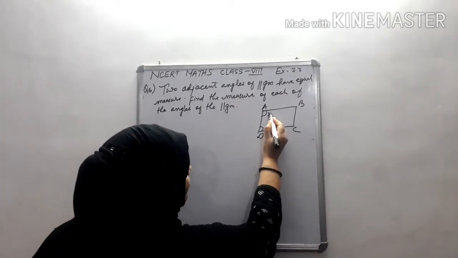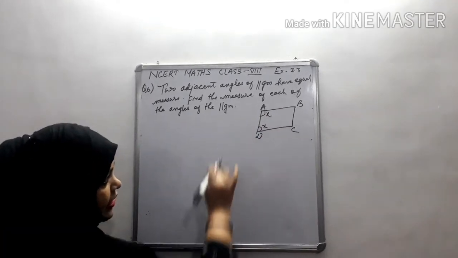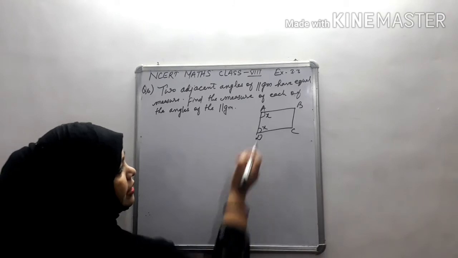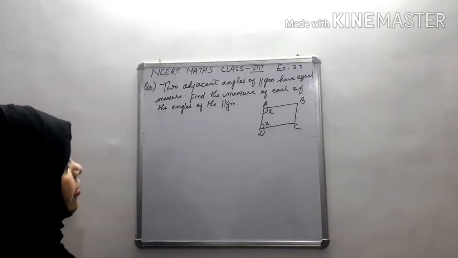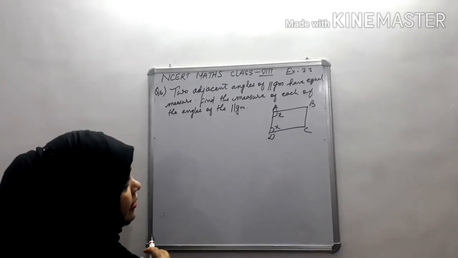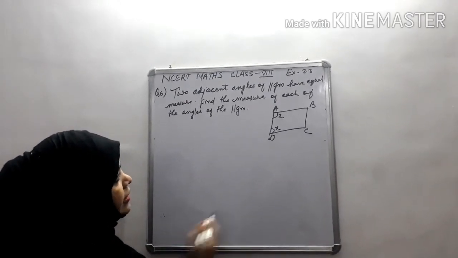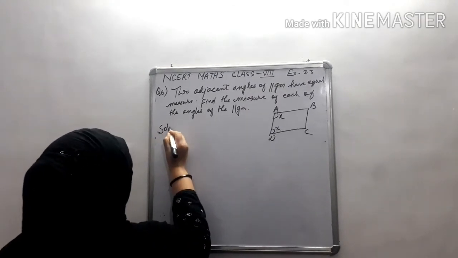Equal है. Suppose हम इसे x suppose कर लेते हैं और इसे भी x कर लेते हैं, because they are equal. दोनों adjacent angles के जो measure है वो equal है. हम दोनों को x suppose कर लेते हैं. Okay? Then find the measure of each of the angles of the parallelogram. Then what will be the measure of each angle of the parallelogram? इन सभी angles की measure कितनी होगी? प्रत्येक की. So suppose that solution, write down here.